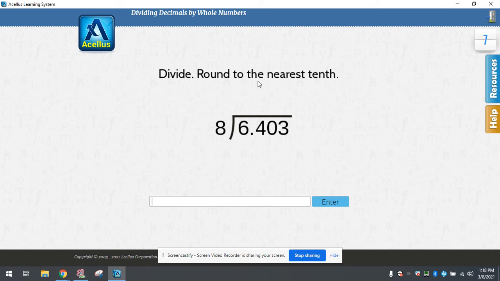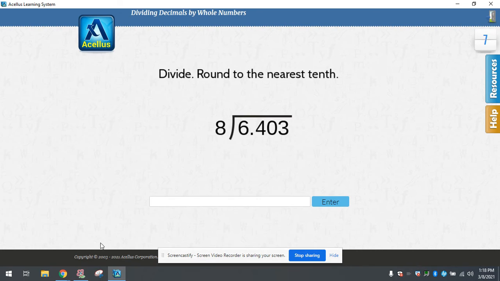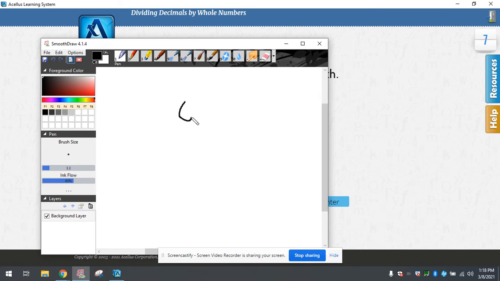Divide, round to the nearest tenth. So let's do the division. We have 2.403 divided by 8. Did I read that right? No. 6.403 divided by 8. I'll go to my calculator.